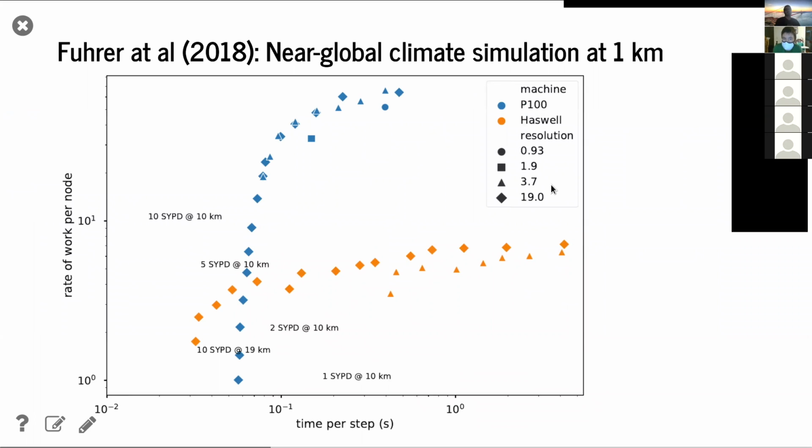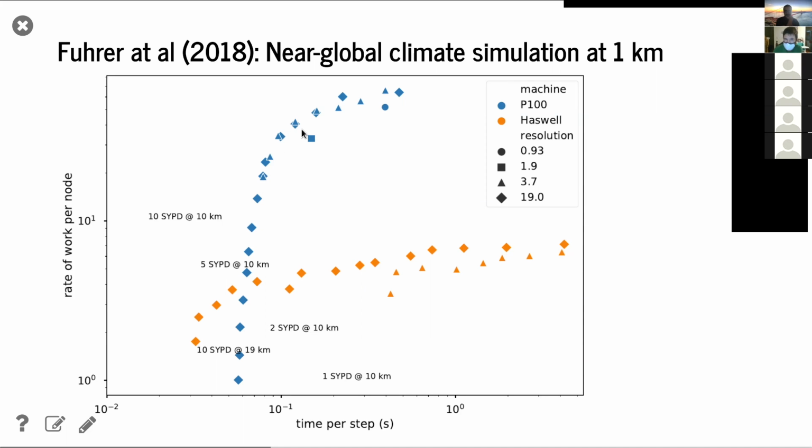So I like to plot things differently. This is back to the kind that we've seen before. It's a rate of work per node versus execution time per time step in the model. And we can see here that weak scaling is stationary. So if I move from the 19 kilometer model to the 3.7 kilometer model, I basically stay in the same place. There's a little bit suboptimal weak scaling when we go to 1.9. This point up here, we're going to the 0.93, but these are basically all along the same curve.